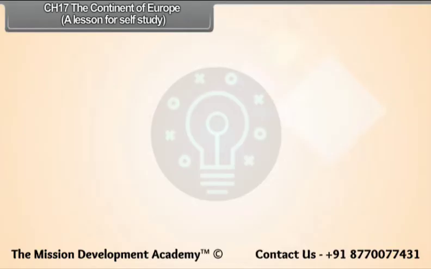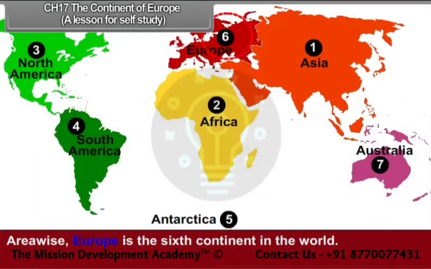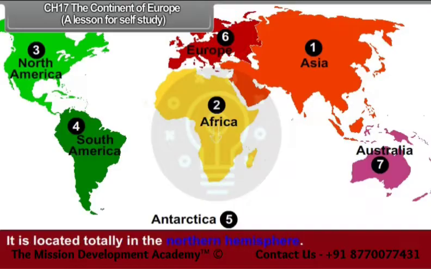Chapter 17, The Continent of Europe, A Lesson for Self-Study. Area-wise, Europe is the sixth continent in the world. It is located totally in the Northern Hemisphere.